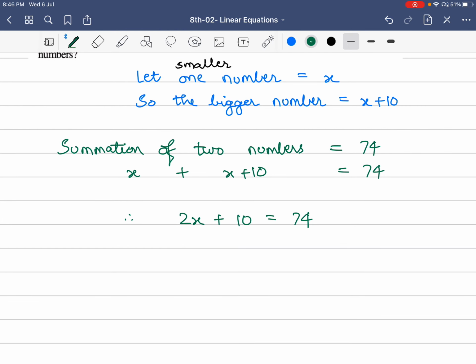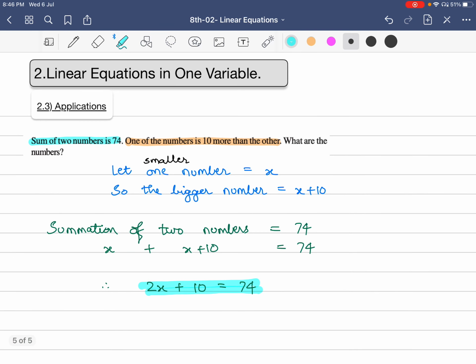Now this, let me use a highlighter here, this is our equation, this is our linear equation in one variable. From the given problem statement, whatever ideas or facts or hints were given, we have to ultimately form a linear equation in one variable, single variable. And once we form that linear equation in one variable, we have to solve it. We know how to solve it.